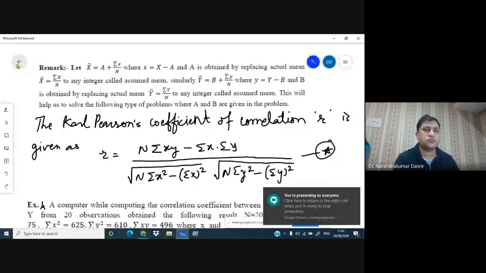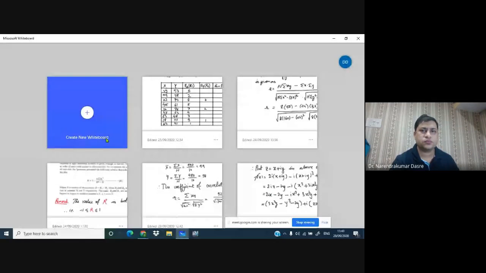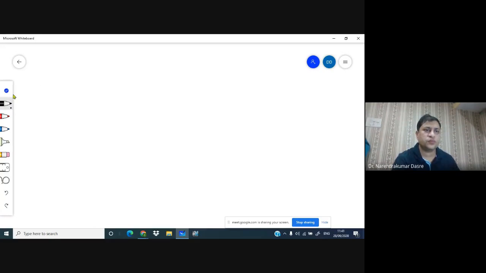Okay. So in the last lecture, we have seen the idea of Spearman's rank correlation coefficient. Okay, and we have solved one problem based on this rank correlation coefficient. Okay, so let us see some more problems based on this rank correlation coefficient. Okay, so we'll have another example.